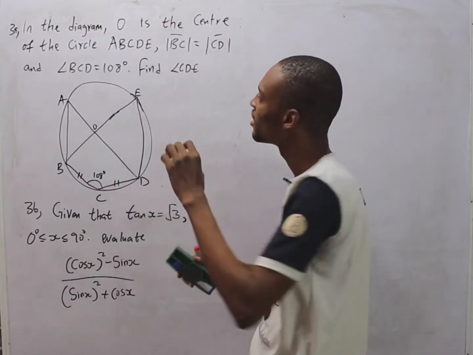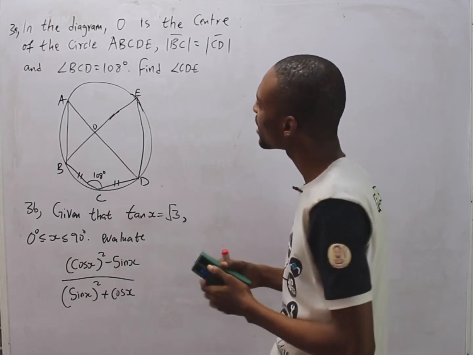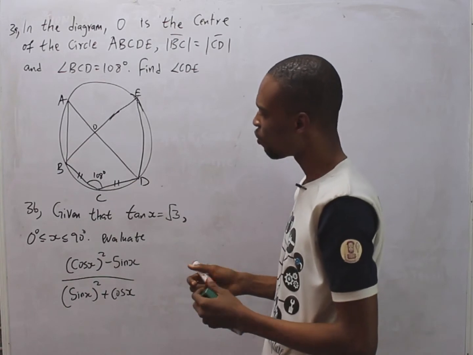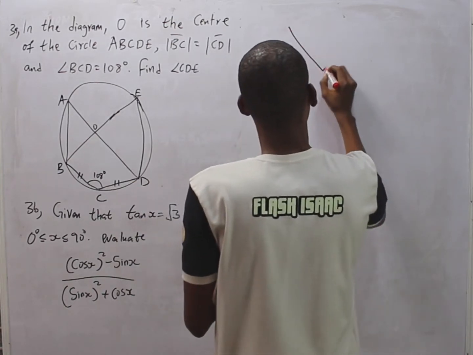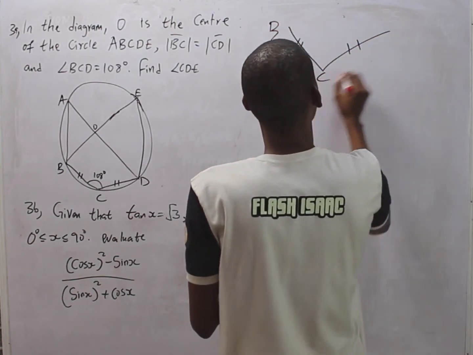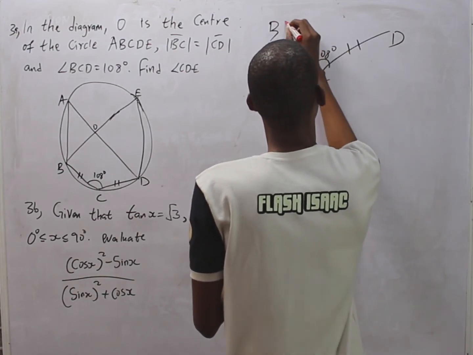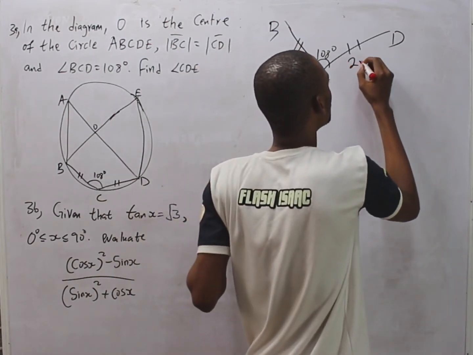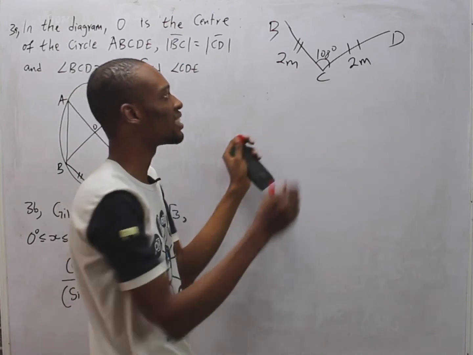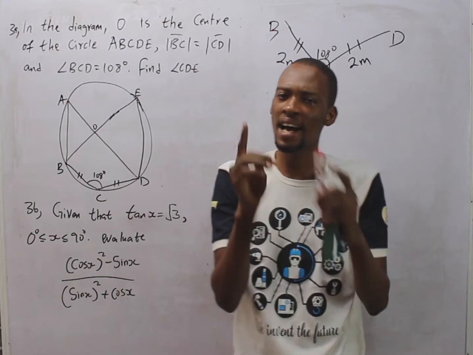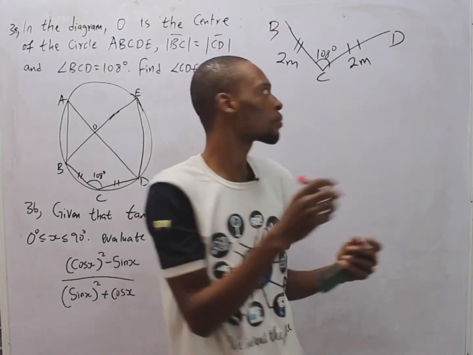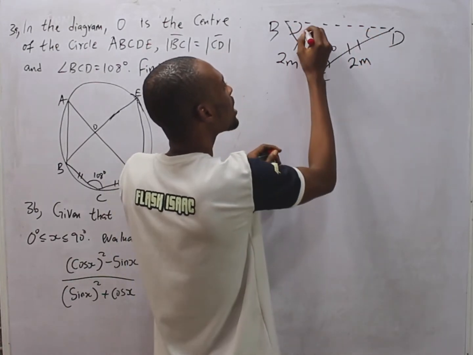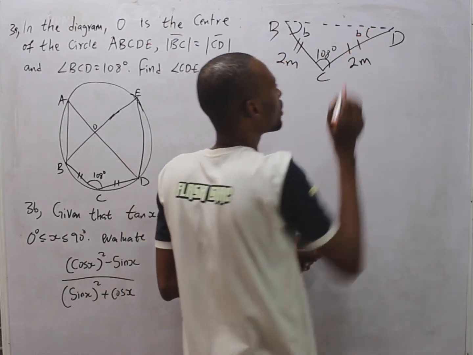Look at this question. It says, in the diagram, O is the center of the circle ABCDE. The side BC is equal to CD. What does that mean? Given something like this, B, C, D, and here is 108 degrees. It shows that this side is the same as this side. Meaning, if we have 2 meters here, here will simply be 2 meters as well. Now, having something like this, 2 sides being equal simply means 2 of the angles are equal. This is where the isosceles triangle comes to mind. Meaning, if we cross here, we form an isosceles triangle with 2 sides equal and 2 angles equal. If this angle is B, the angle here will be B as well, meaning they are equal.